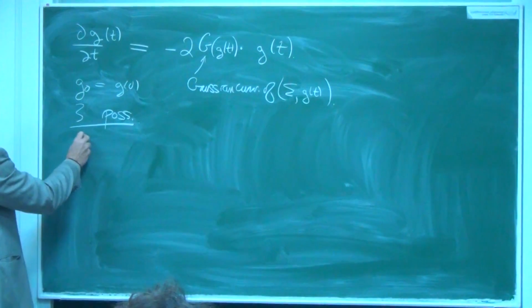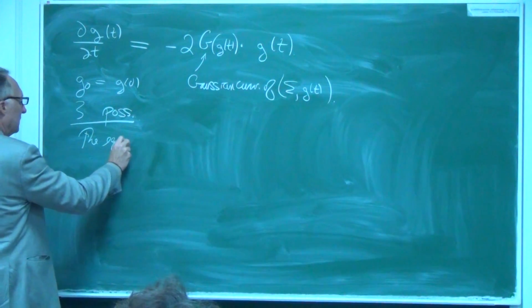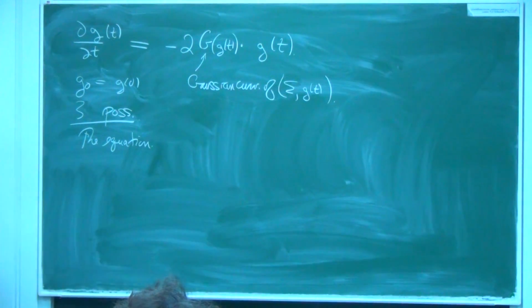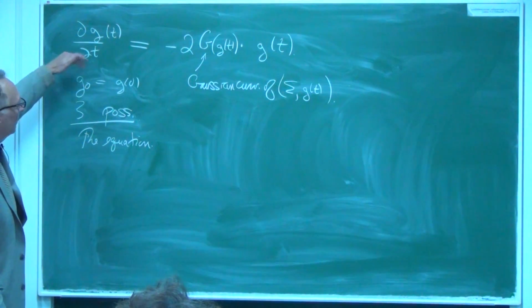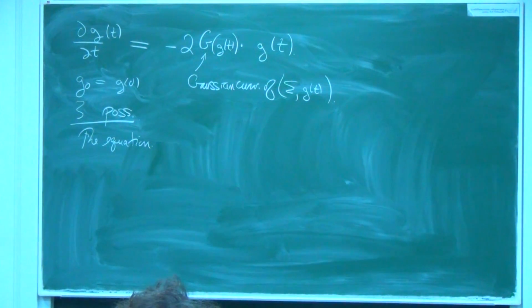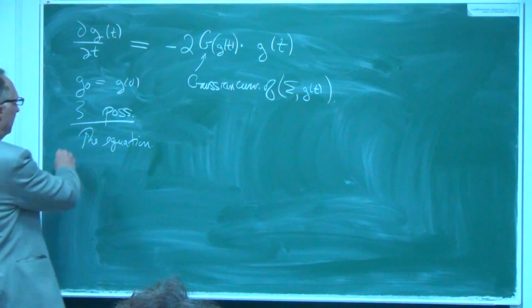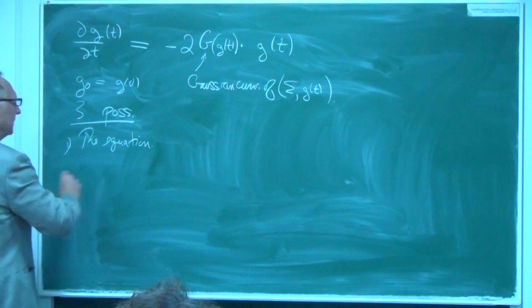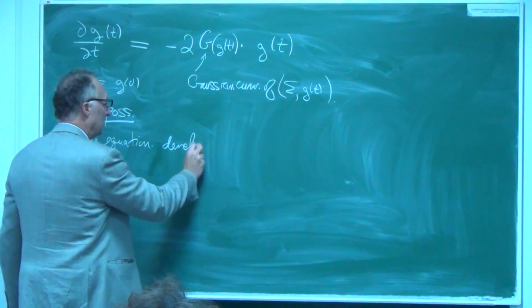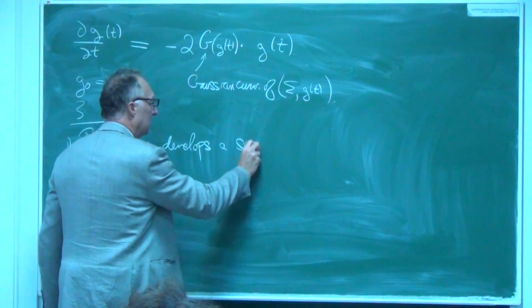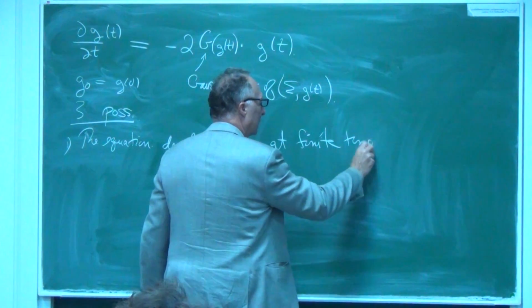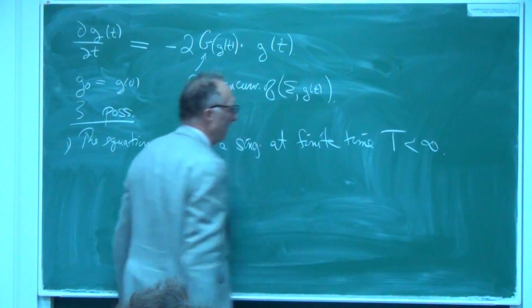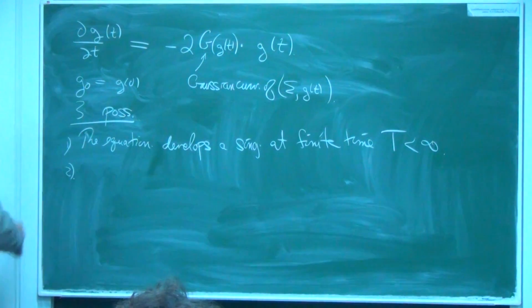Number one is the equation. So first of all, there's an existence and uniqueness theorem. Given an initial metric, you can always solve this equation and solve it uniquely up to some maximal time, which might be finite or infinite. A priori, you don't know. So one possibility is the equation develops a singularity at finite time, let's say t. And I'll give you an example of that in a minute.